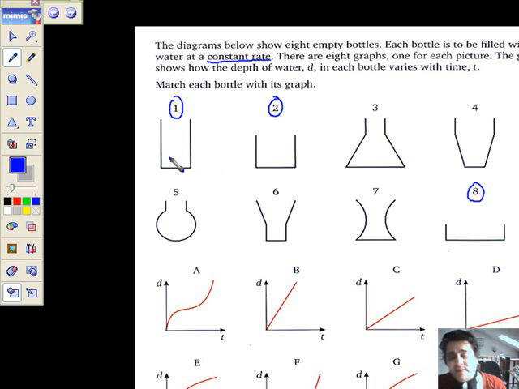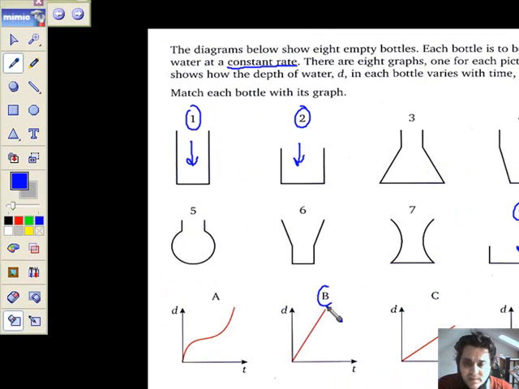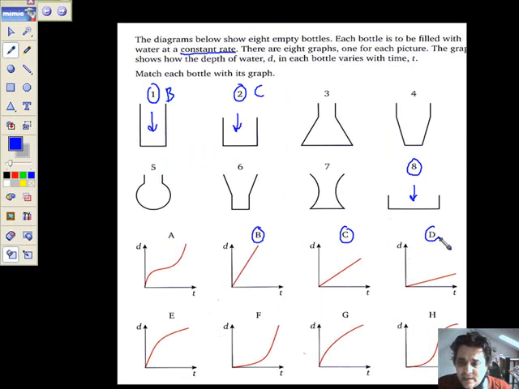Therefore, as water fills into these containers, that one, and that one, we're going to get a lovely straight line graph. Now, the narrower the cylinder, the quicker it will fill up. So I'm going to say B goes with number 1. I'm going to say C goes with number 2 because it's wider, therefore fills up more slowly. Look at the gradient there. And D is going to fill up really slowly because it's very, very wide. And I'll put D there.